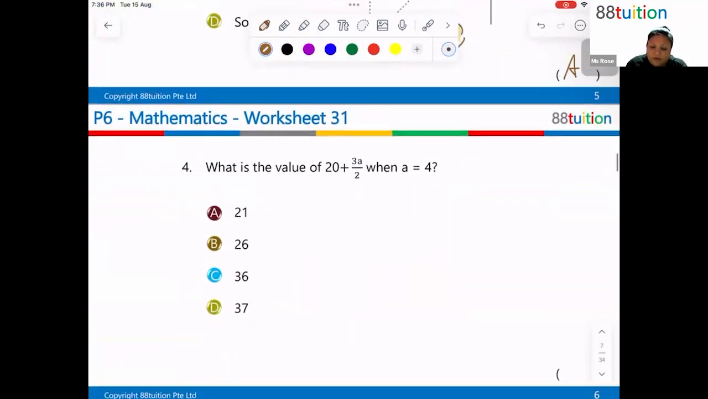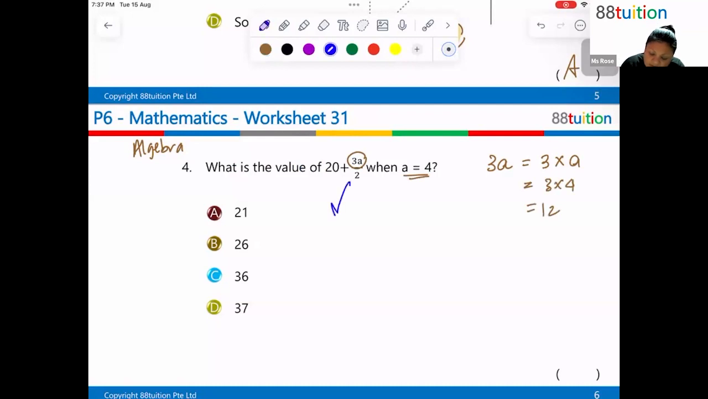For question number 4, it is an algebra question. In this question, what we have here is the algebra 3A. 3A is the same as 3 times A. Elliot, try again. Yashika, try again. So 3 times A, and I know that A is 4. That means it is the same as 3 times 4, which is 12.